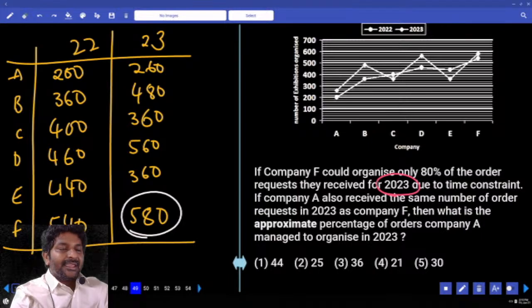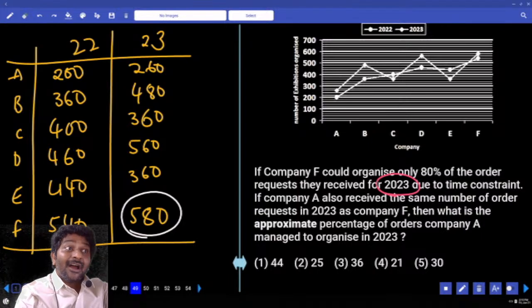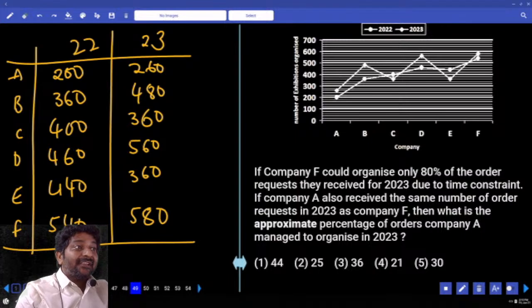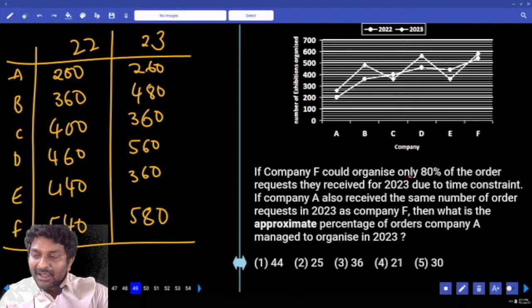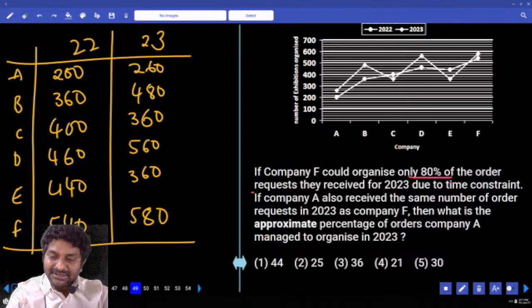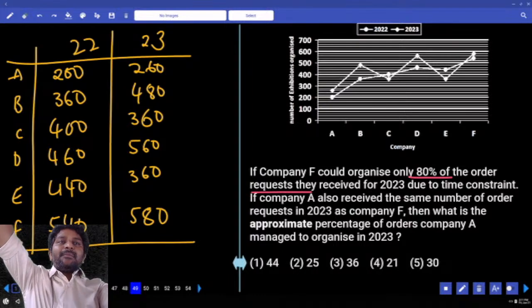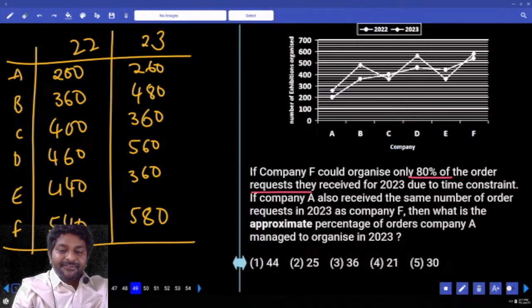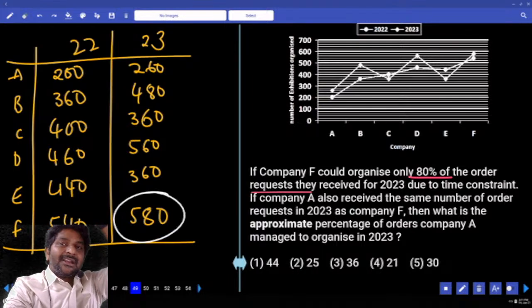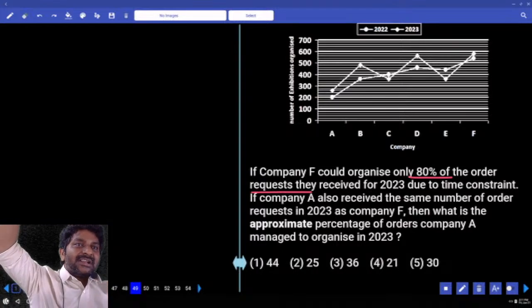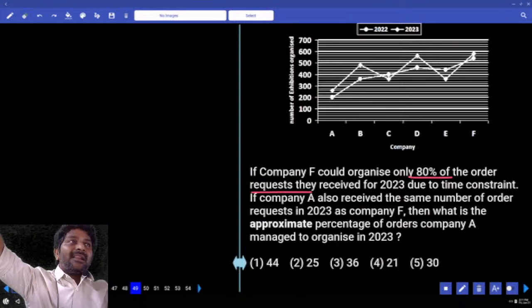How many did F organize in 2023? This 580 is the number organized or requested? Organized. What are they saying here? F could organize only 80% of requests. The number of requests is 100%. Out of them, organized are? Then 580 is equal to 80% or 100%? 80%. Then 100% of requests is what I want. Is that okay? The 100 and 80 ratio.